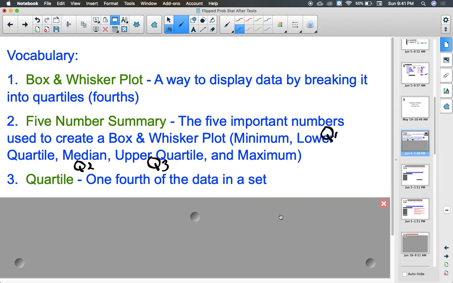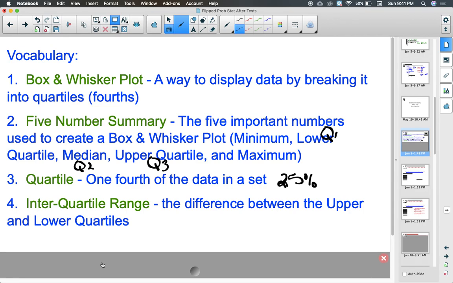So let's keep going. A quartile is 1/4 of the data in a set. So when we talk about quartiles, we will be talking about 1/4 of the data, which is also 25%. 1/4, 25%. So that's very important for us to know.